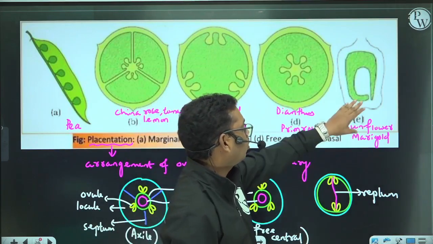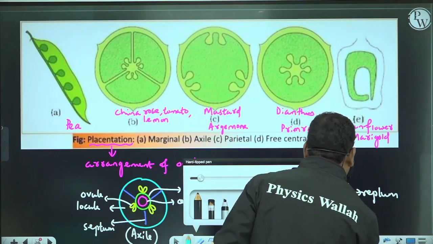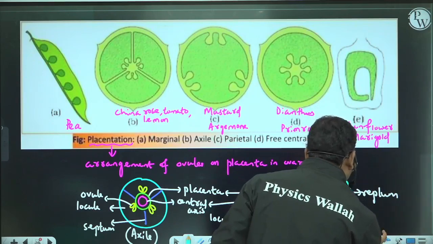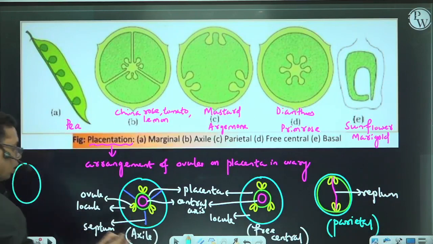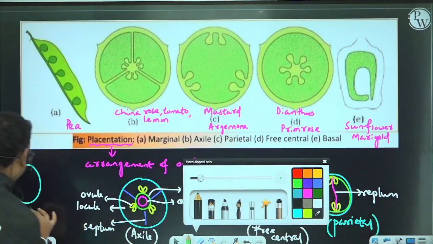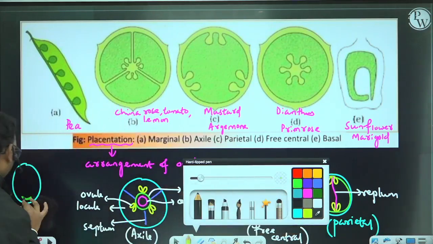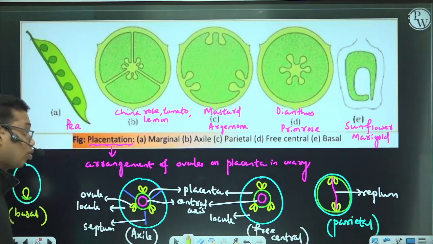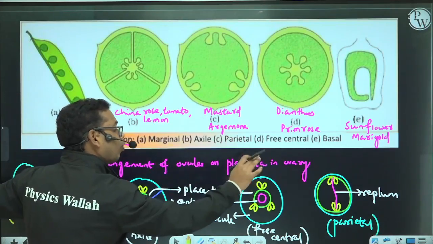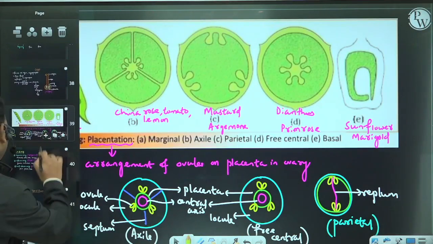What about the basal type? So in case of basal type, suppose this is the ovary. Okay, so this is the parietal type. What about basal type? So in case of basal type, suppose this is the ovary. Okay, and on the base of the ovary there will be placenta, and on the placenta there will be ovule. So this is called as basal placentation. So this is all about the placentation. So the arrangement of the ovules on placenta in the ovary, that is called as placentation.